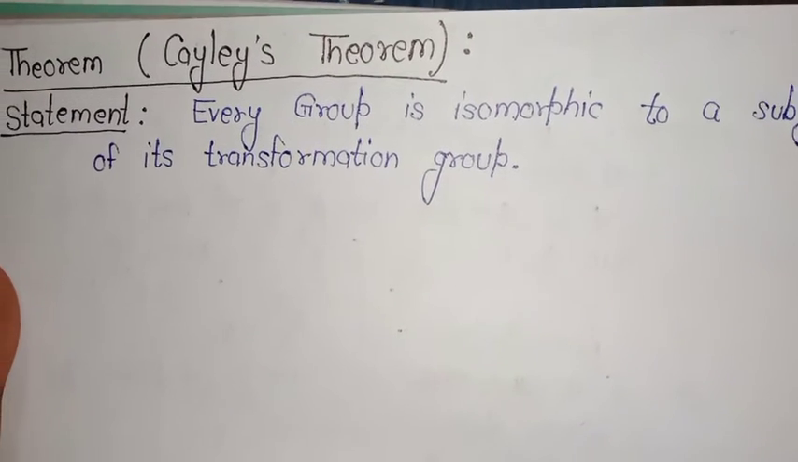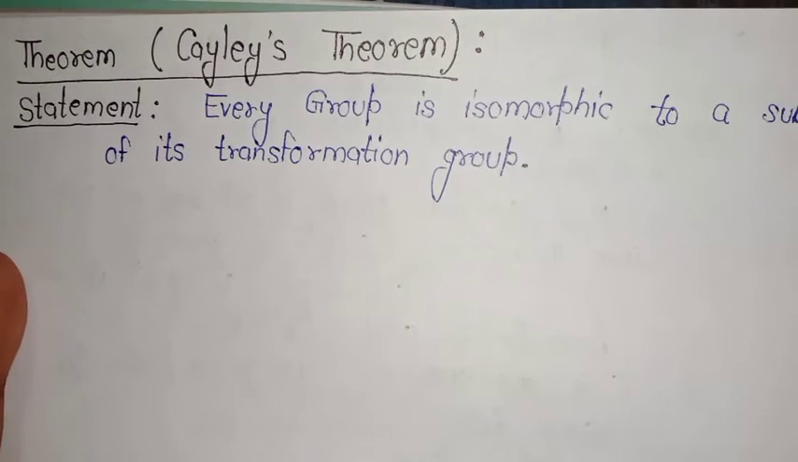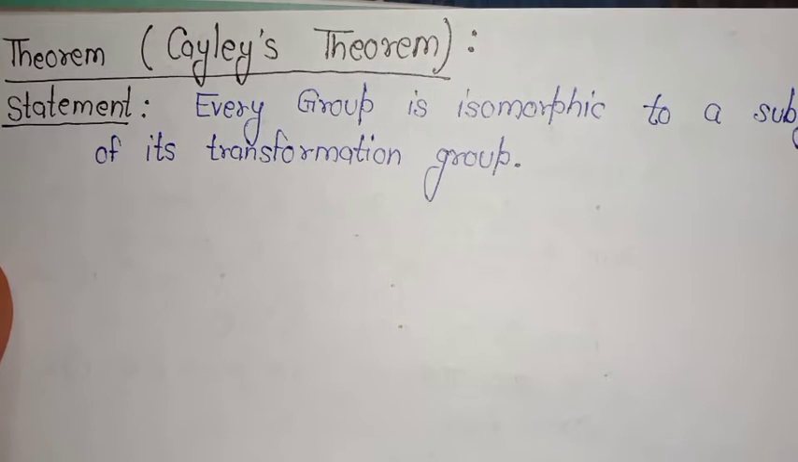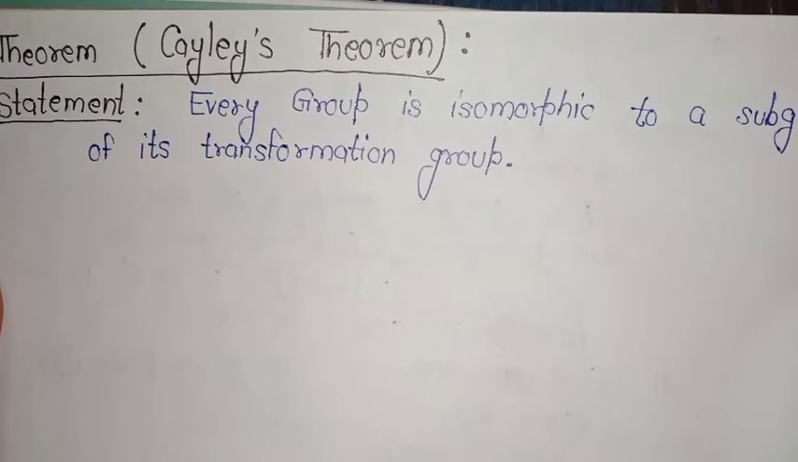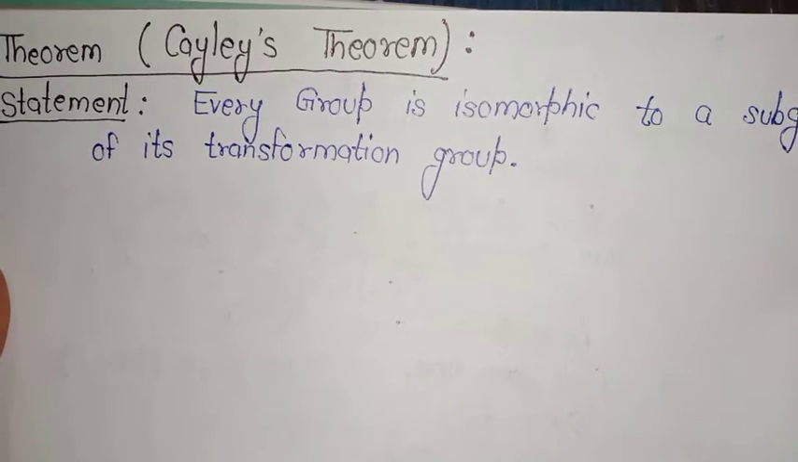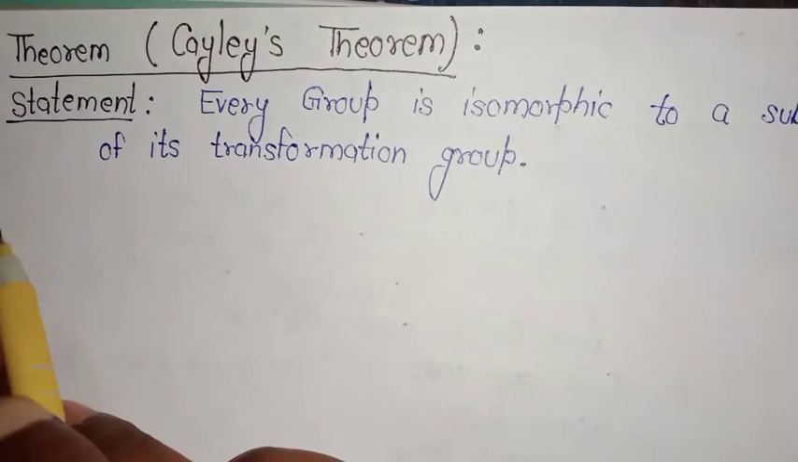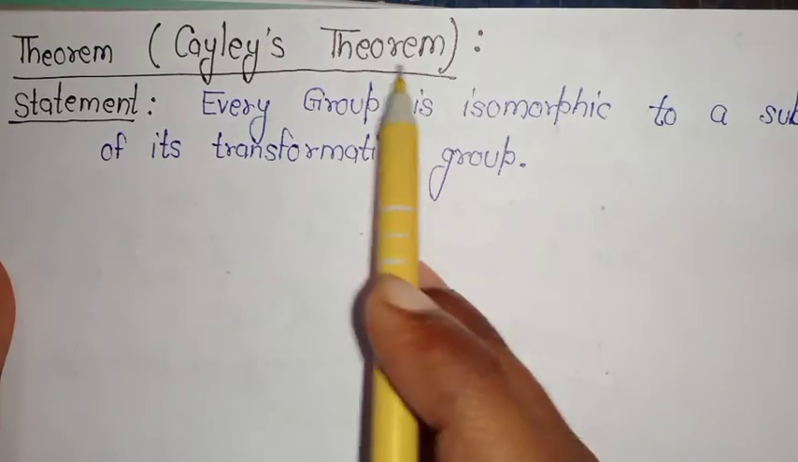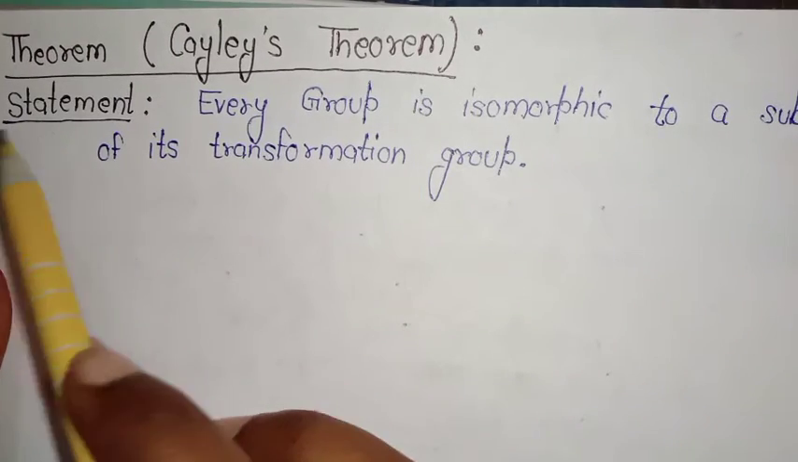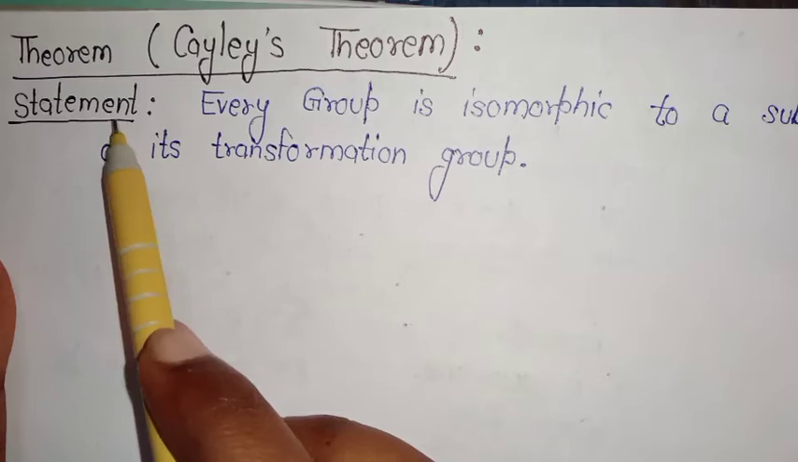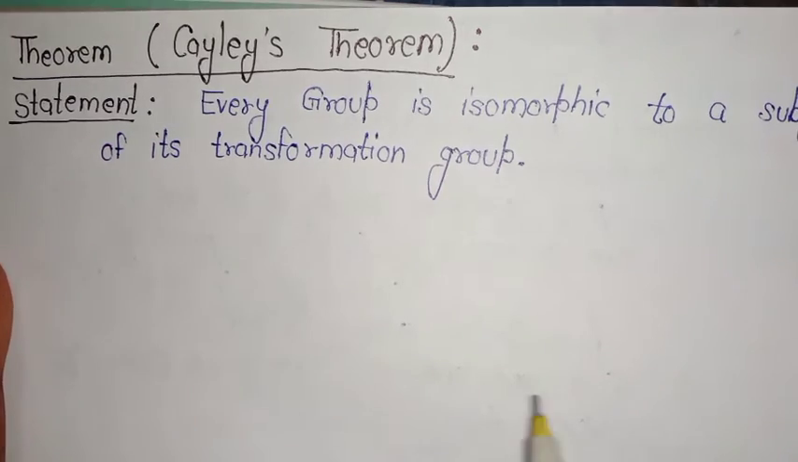In our last video, we were discussing group homomorphism and isomorphism, in which I told you the definition of group homomorphism and isomorphism with examples. Today we will discuss a very important theorem of group theory, that is Cayley's theorem, and we will learn what is the statement of this theorem, and then we will do the proof of this theorem.